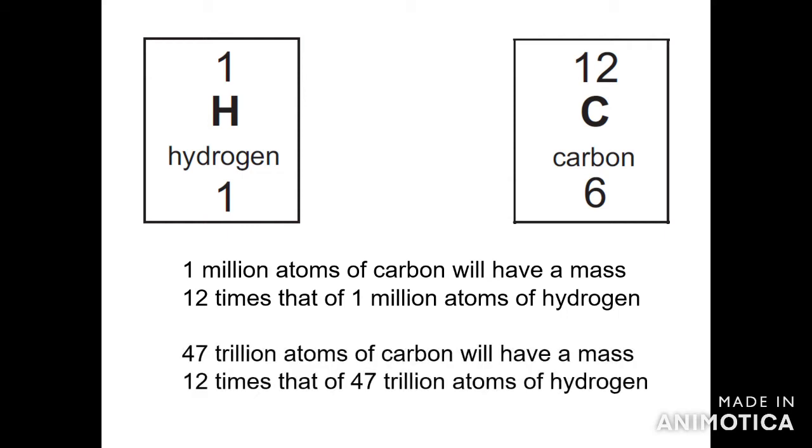Scaling up, if we had 47 trillion atoms of carbon, they will have a mass which is 12 times that of 47 trillion atoms of hydrogen. The only thing that has changed or is different is the mass of the individual atoms.